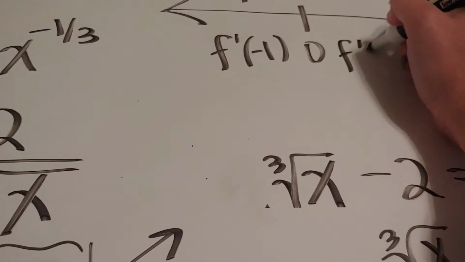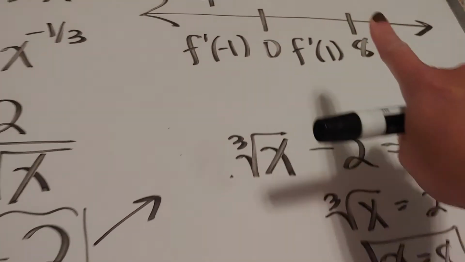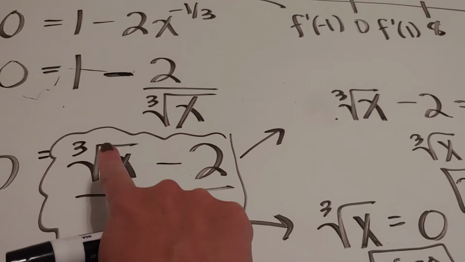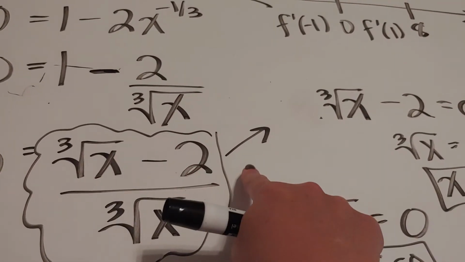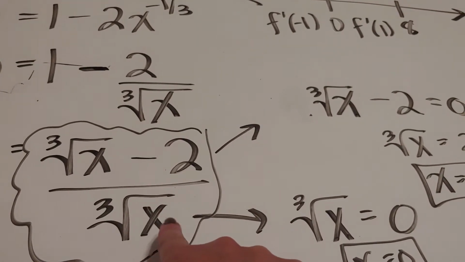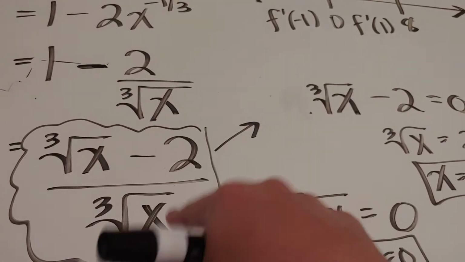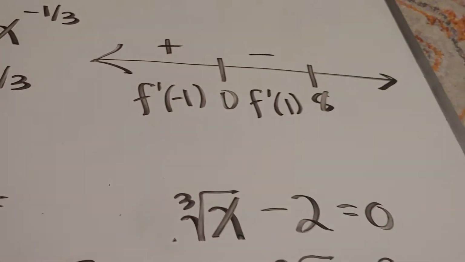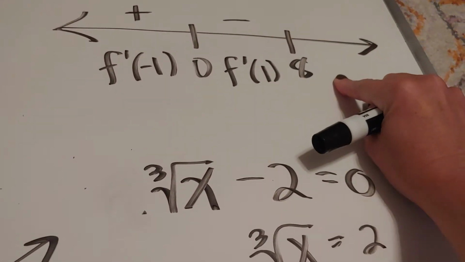Okay, then I'm going to plug in 1. When I plug in 1, the cube root of 1 is 1, minus 2 is a negative value. The cube root of 1 is positive. Okay, so I've got a negative over a positive. That's a negative.